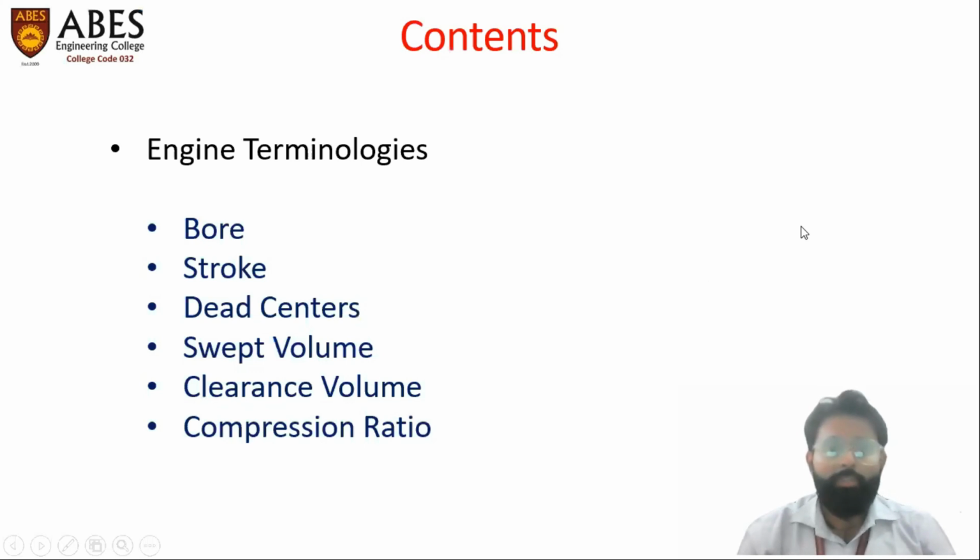In the engine terminologies, we'll be discussing the 6 major terminologies of the engines, which are very much required to understand what the internal combustion engine's configuration is all about. These terminologies include bore, stroke, dead center, swept volume, clearance volume, and compression ratio. So first one is bore, second is stroke, third is dead centers, then the swept volume, clearance volume, and the compression ratio.